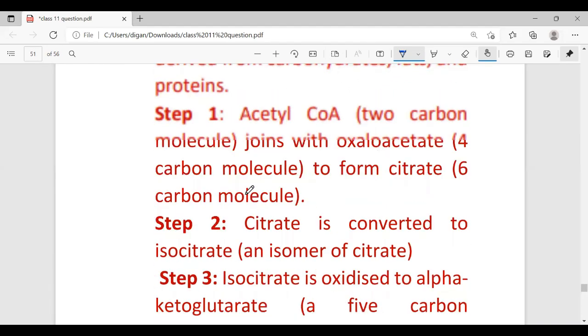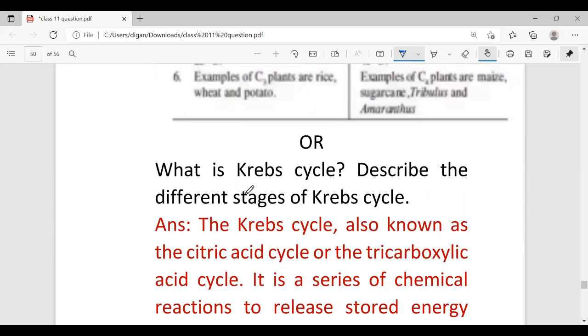So these steps are very, very important, and this question is also very, very important.